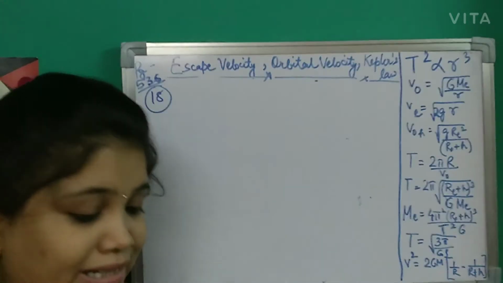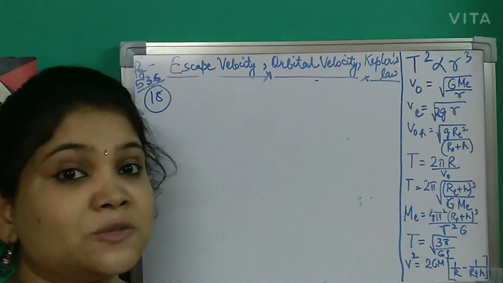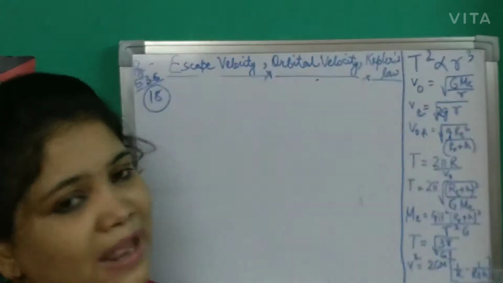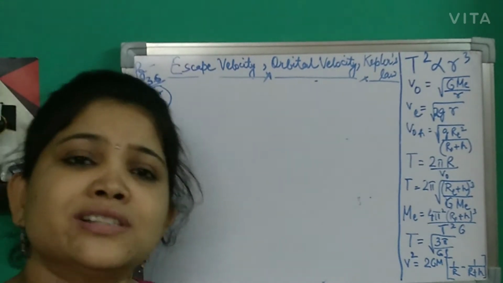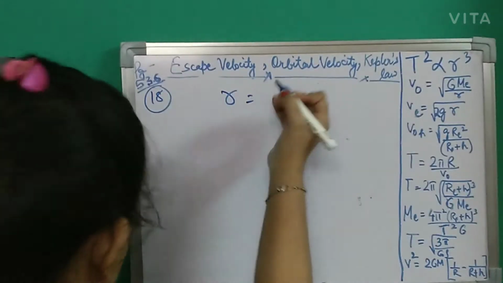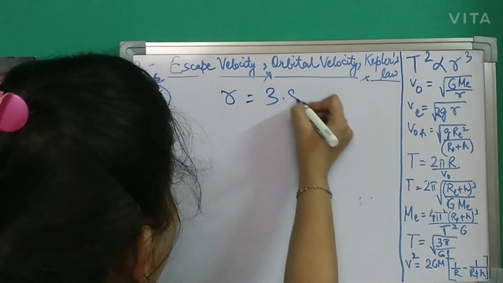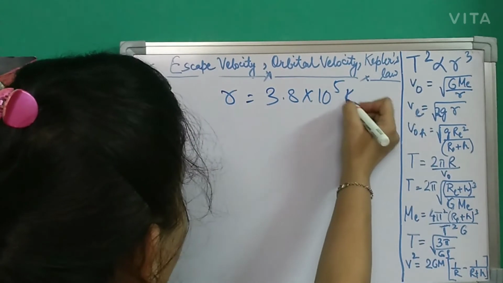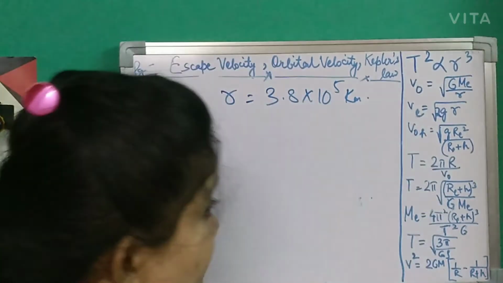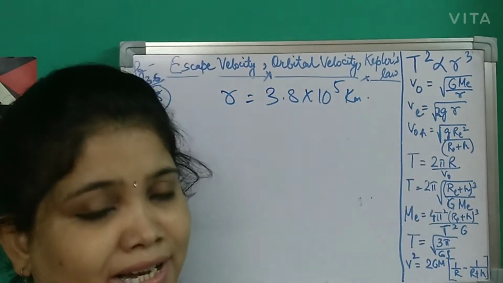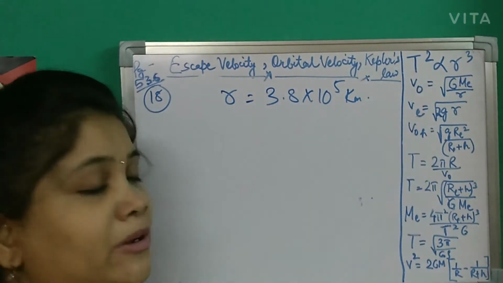It's given the distance of the moon from the earth is 3.8 into 10 power 5 kilometer. You know that moon is the satellite of the earth, so this is basically based on your orbital velocity, because here satellite and the planet are given. Earth is the planet and moon is the satellite. So what is given to us? R is given as 3.8 into 10 power 5 kilometer, that means the distance between the planet and the satellite.